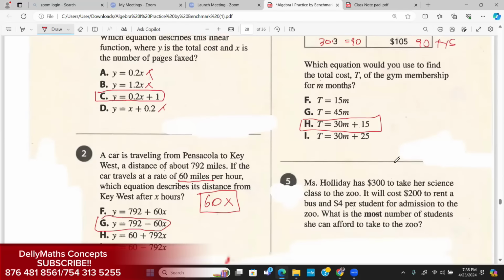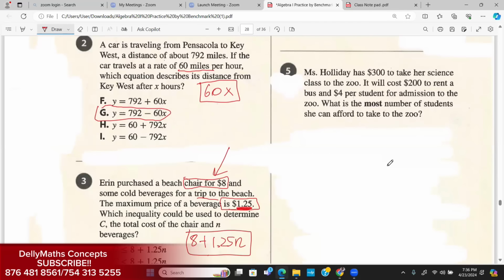All right, let's keep going. Miss Holiday has $300 to take her science class to a zoo. It will cost $200 to rent the bus and $4 per student for admission. What is the maximum number of students she can afford to take?